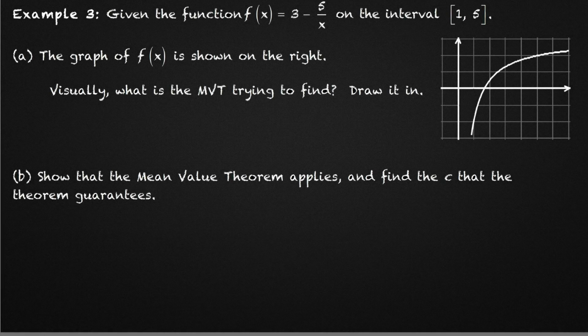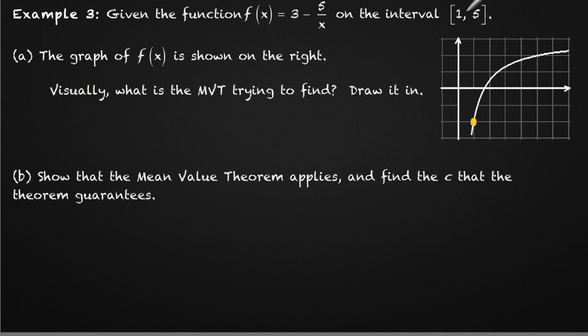Example 3, we have the function 3 minus 5 over x on the interval 1, 5. And we have the graph over here. Visually, what is the mean value theorem trying to find? Draw it in. All right, so let's just say that we have the point 1. And if we plug in 1 here, we're going to get 3 minus 5 over 1. 3 minus 5 is negative 2. We can see that from the graph. So I'm going to go ahead and put that point right here on our graph.